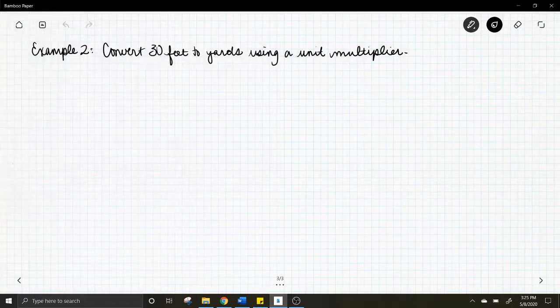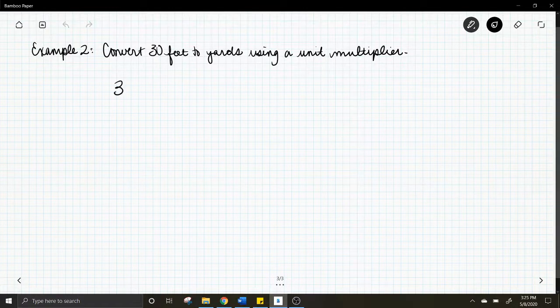Now look at this next question. It says convert 30 feet to yards using a unit multiplier. So 30 feet over 1. We're going to multiply by something. So if we want it to be in yards, but we have feet, what's our unit multiplier? How are yards and feet related? So remember, there are 3 feet per 1 yard. So our unit of feet cancels out.